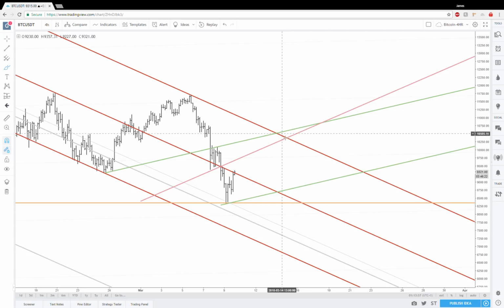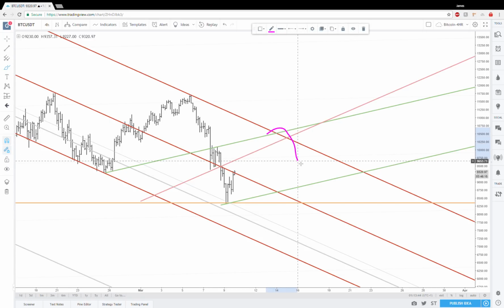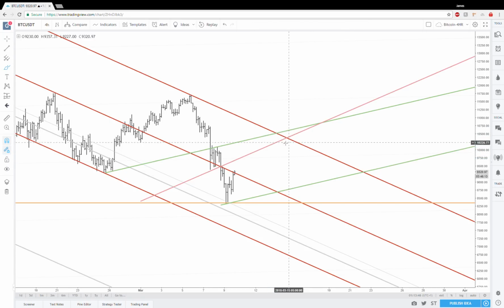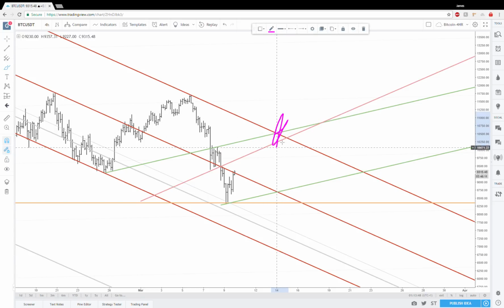So anyways, that's my target, is probably about the mid 10,000 range. From there, I think there's going to be one more rollover. The only thing that's going to negate that, like I said, is if we bust out of this line.